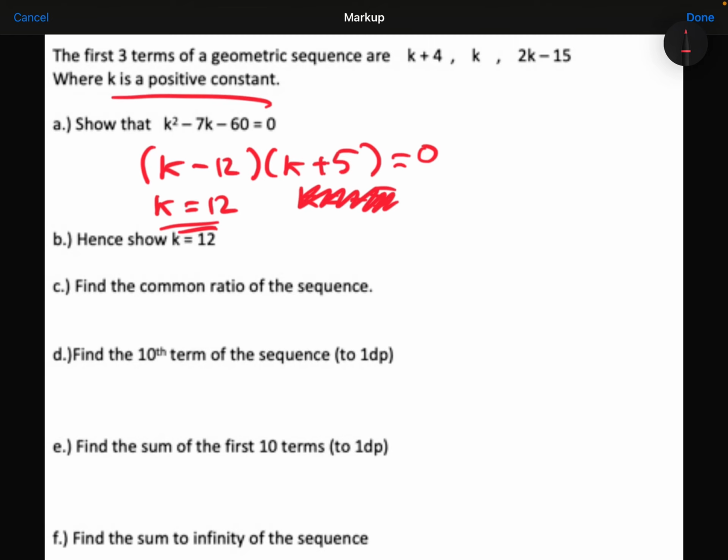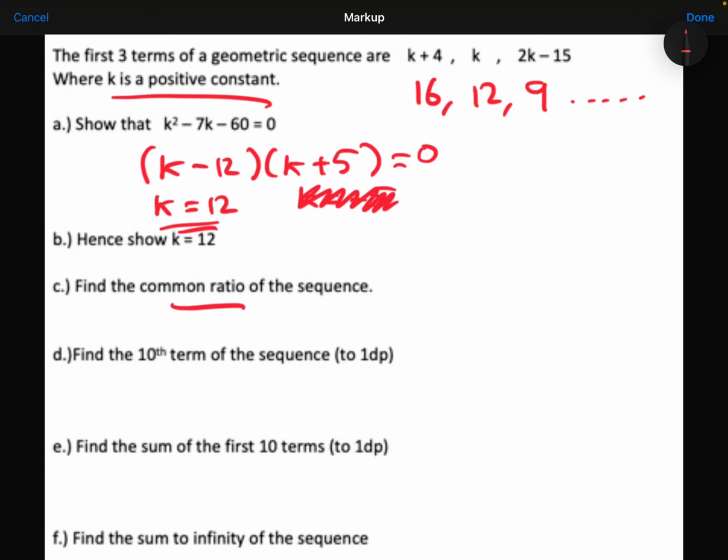Now I know that k is 12, let me go back to this original sequence and actually fill in what the terms are. So the first term is k plus 4, so that means that the first term is actually 12 plus 4, which is 16. The second term was k, so that's just going to be 12. The third term, 2k minus 15, so that's 2 times 12, which is 24, minus 15, which is 9. So these were actually the first three terms of my geometric series.